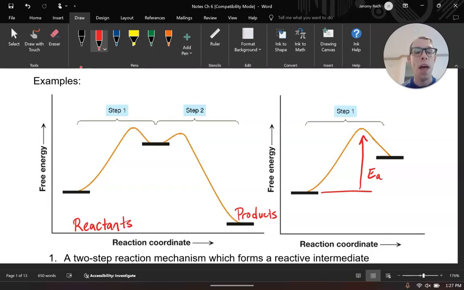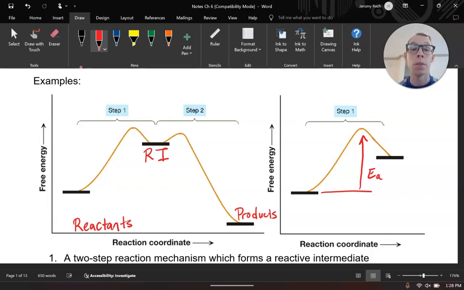It's going to be a measure of how much energy you have to pump into your system in order to get over your transition state, which is going to be our highest energy spot. These can happen in multiple different ways. The first one, which we show here on the right, is you start with a reactant, and then you do a reaction to form a reactive intermediate.